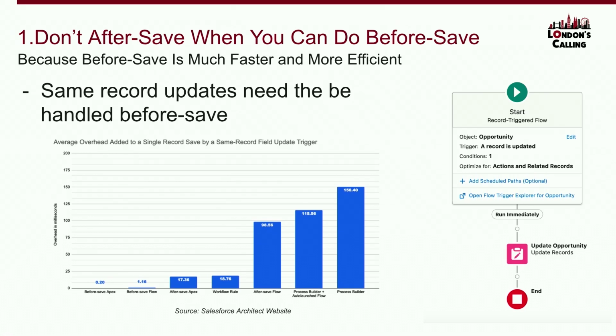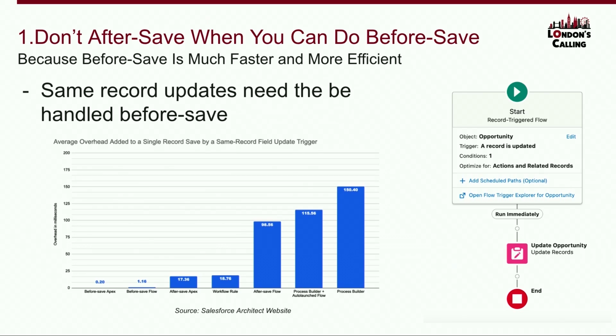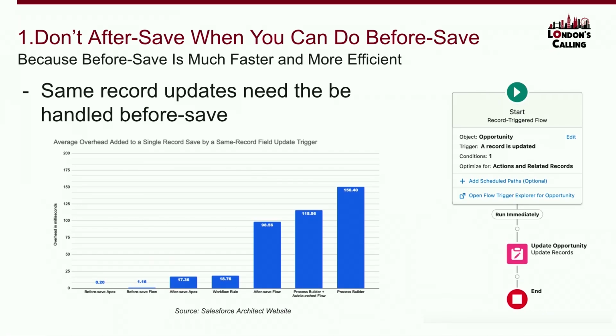In this case, though, if you look at the details here, you see that the flow triggers on an opportunity, and it's actions and related records, which means after save, and that is updating the opportunity itself. So it's obvious that this flow should be what? Before save flow, right?